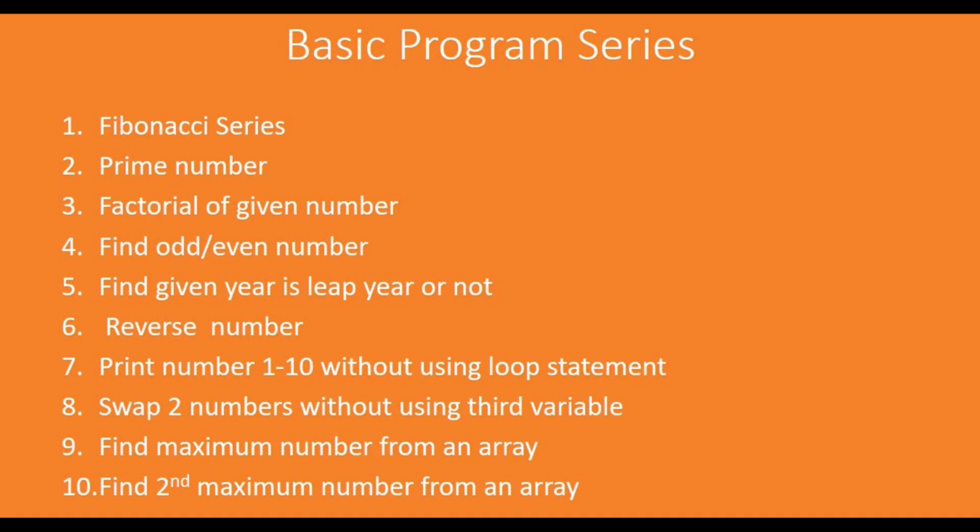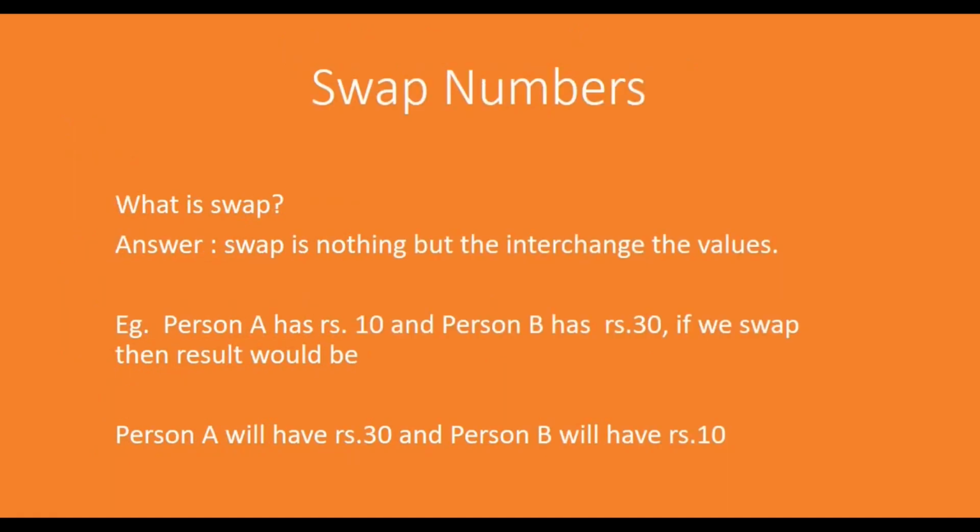Here is the list of the basic programs we are covering. So we are on the 8 number, that is the swap of two numbers. So what exactly is the swapping of the numbers? Swapping is nothing but the interchange of the values. For example, suppose person A has the rupees 10 and person B has the rupees 30. If we swap, then the result would be person A will have the rupees 30 and person B will have the rupees 10. This is the swapping definition, we can say.